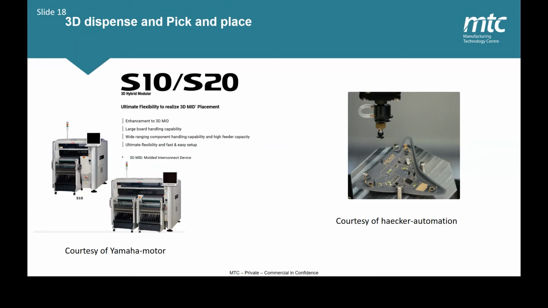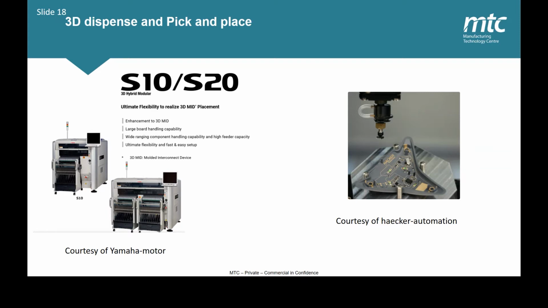Currently on the market, that I am aware of, offering a 3D pick and place machine is the Yamaha S10, S20 machine. The machine can dispense and place on 3D surfaces. Now, there is also another machine supplied by Heike Automation. I know this machine can dispense, place, and laser sinter. One of our founders at Loughborough University has one of these in the UK.